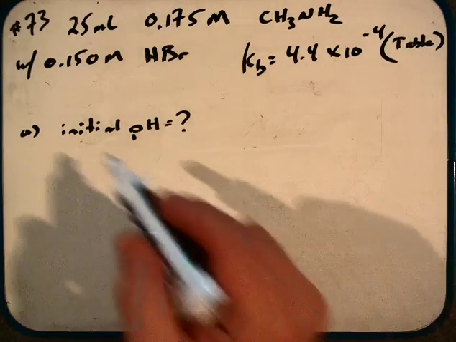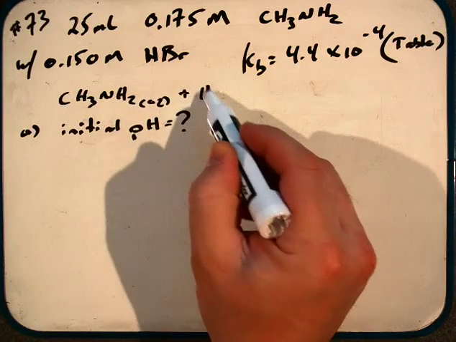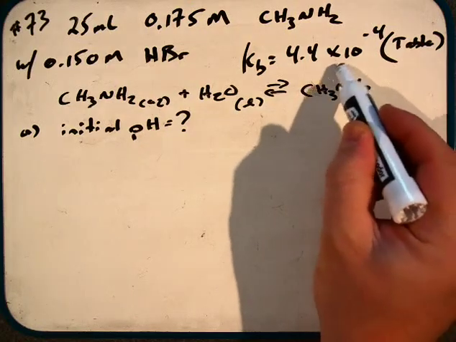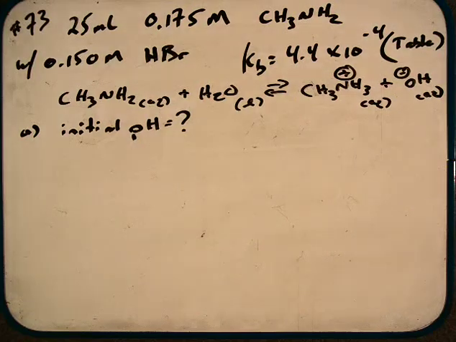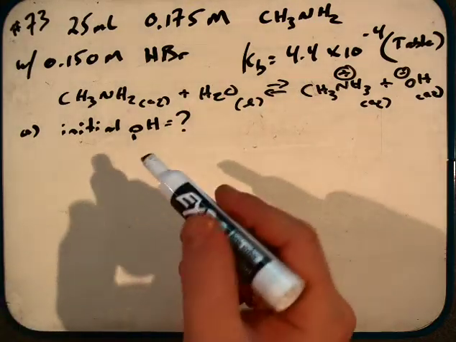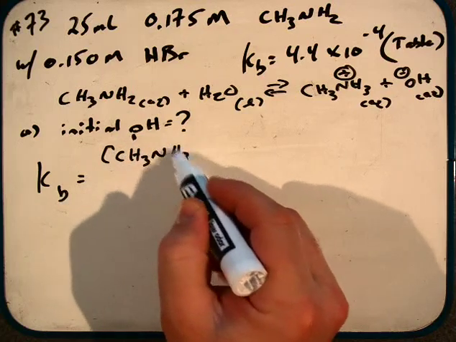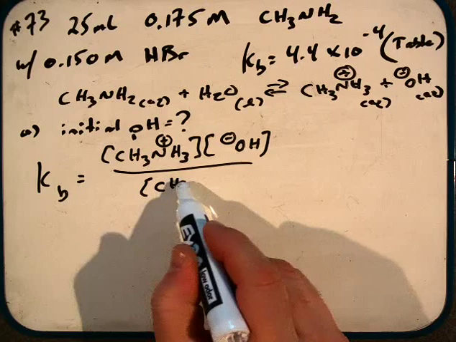So for a lot of these things, we need to really keep in mind always our equilibrium reaction. So let's write this at the top. And so that is our equilibrium reaction. We have our methylamine base acting as a base and generating its conjugate acid, methylammonium, and then also hydroxide. So for our initial pH, we're really just looking at a Kb expression with our products over our reactants.